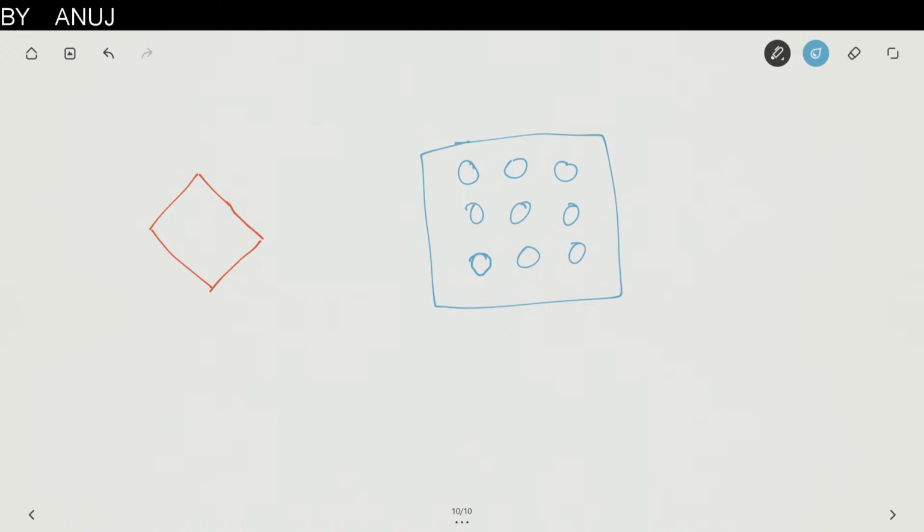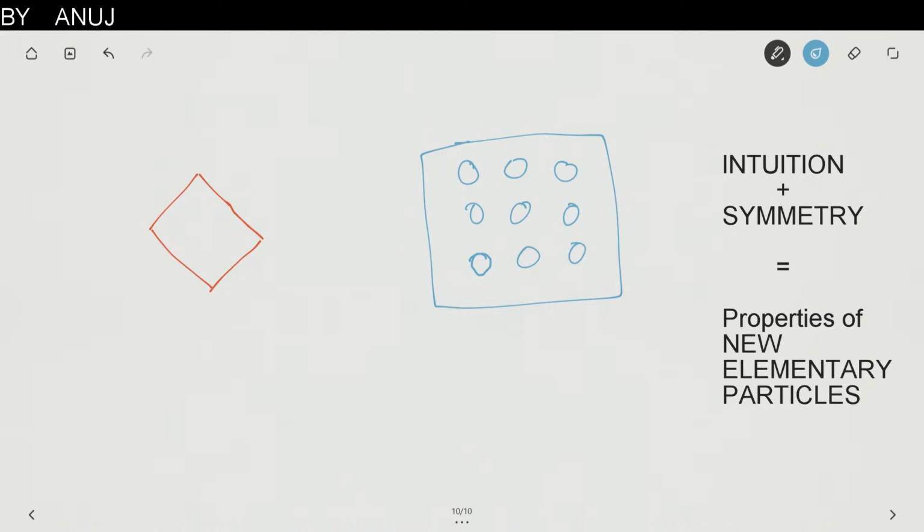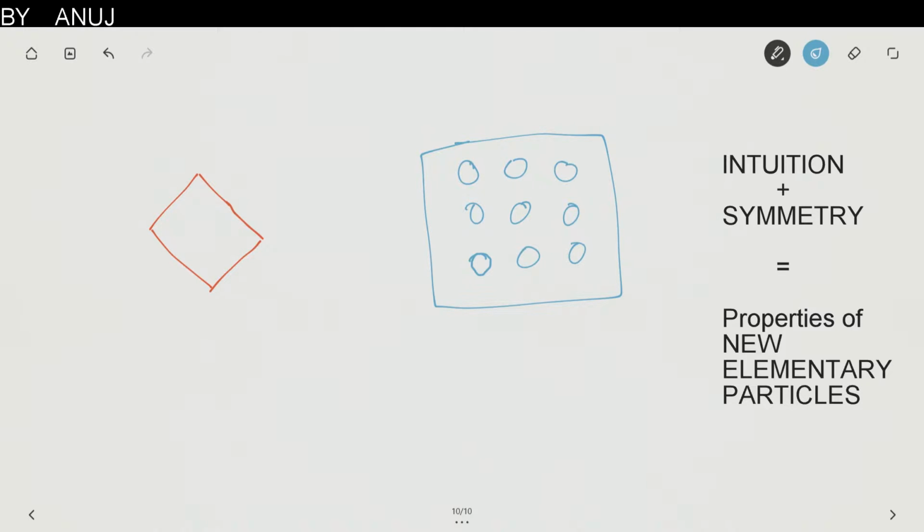And okay, so in what way is this useful for us? Elementary particle physicists use this method to find new particles or the properties of new particles. So how do they do that?